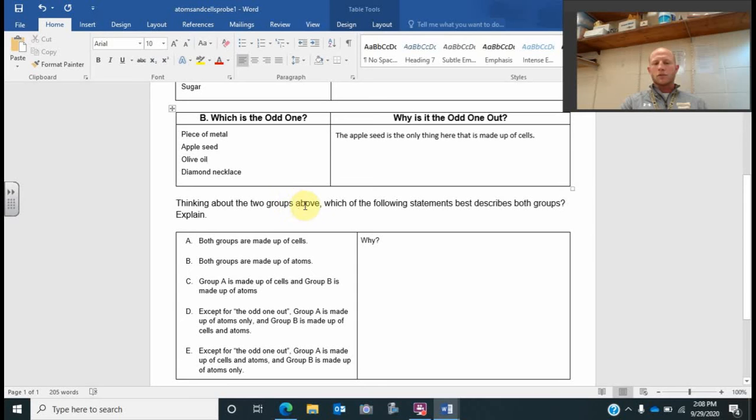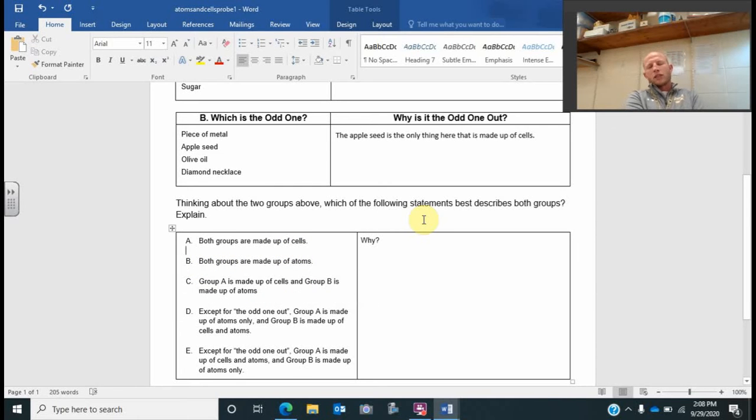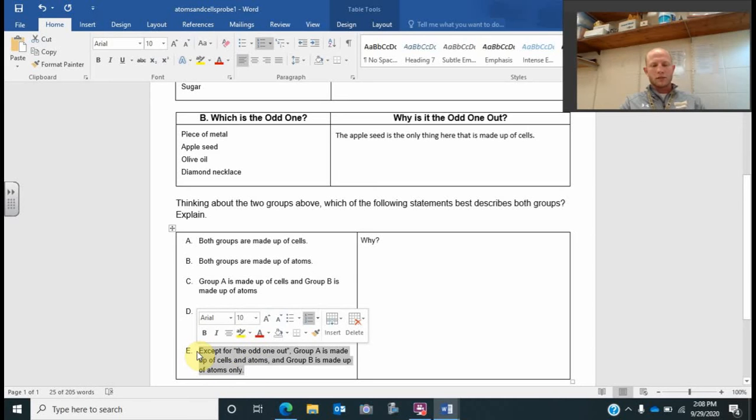If I jump down here, thinking about the two groups above, which of the following best describes both groups? That would be E. Although some of you may have said B, both groups are made up of atoms, you're absolutely right. Atoms make up all things, all matter, living and non-living, whereas cells only make up living things. So this is correct, however it's not the most correct or the best statement. It's E down here. E is except for the odd one out.